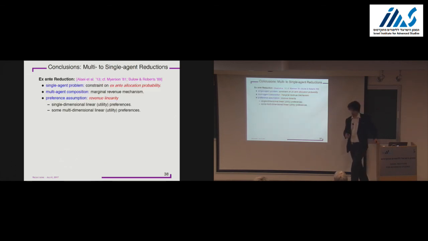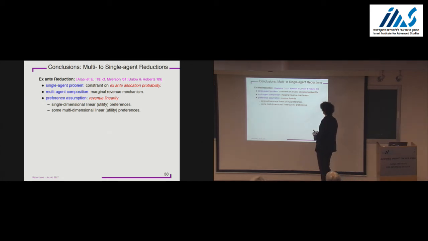Good. Let me just summarize what we've done in this first part. We looked at the ex ante reduction, and we generalized the single-dimensional framework of marginal revenue to general problems. We showed that for the single-agent problem being the ex ante allocation constrained problem, we can compose them by the marginal revenue mechanism, and that works whenever the preferences are revenue linear. That's any single-dimensional linear utility, and some multi-dimensional linear utilities satisfy revenue linearity, like the uniform 0-1 square.